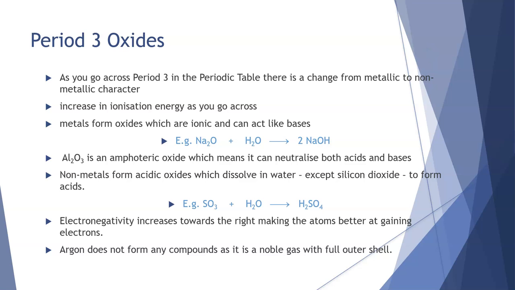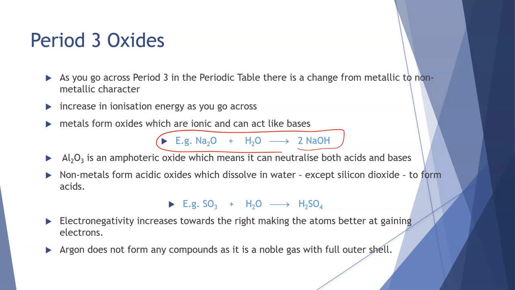So the other thing to make note of is as we go across a period, particularly period 3 in the periodic table, there is a change from metallic to non-metallic character, and this changes the way in which atoms will react with water. So the oxides of metallic elements will react with water to form sodium hydroxide, a strong base, which is where they get their name alkali metals and alkali earth metals from, because they will form alkali solutions, or solutions that contain hydroxide ions on reaction with water.